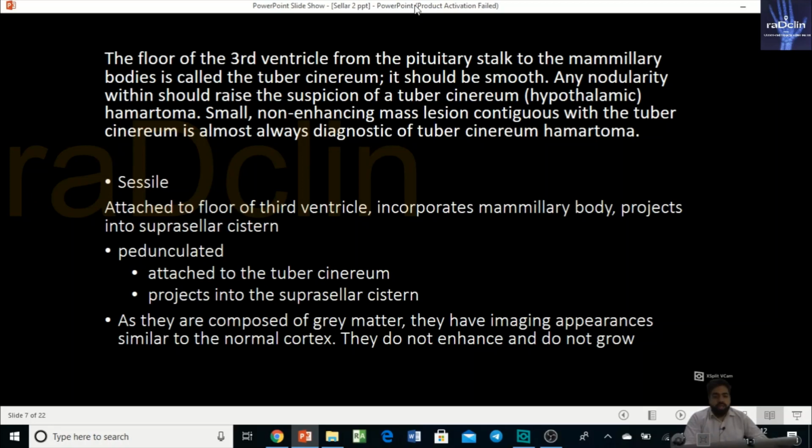Now, there are two kinds of morphologies. One is the sessile and the other is the pedunculated hamartoma. Sessile is mostly attached to the floor of the third ventricle, incorporates the mammillary body within itself, and projects into the suprasellar cistern. Whereas pedunculated is attached to the tuber cinereum and projects into the suprasellar cistern. As they are composed mostly of gray matter, because they are normal tissue though a disorganized mass, they have an imaging appearance similar to the normal cortex. They do not enhance and do not grow.